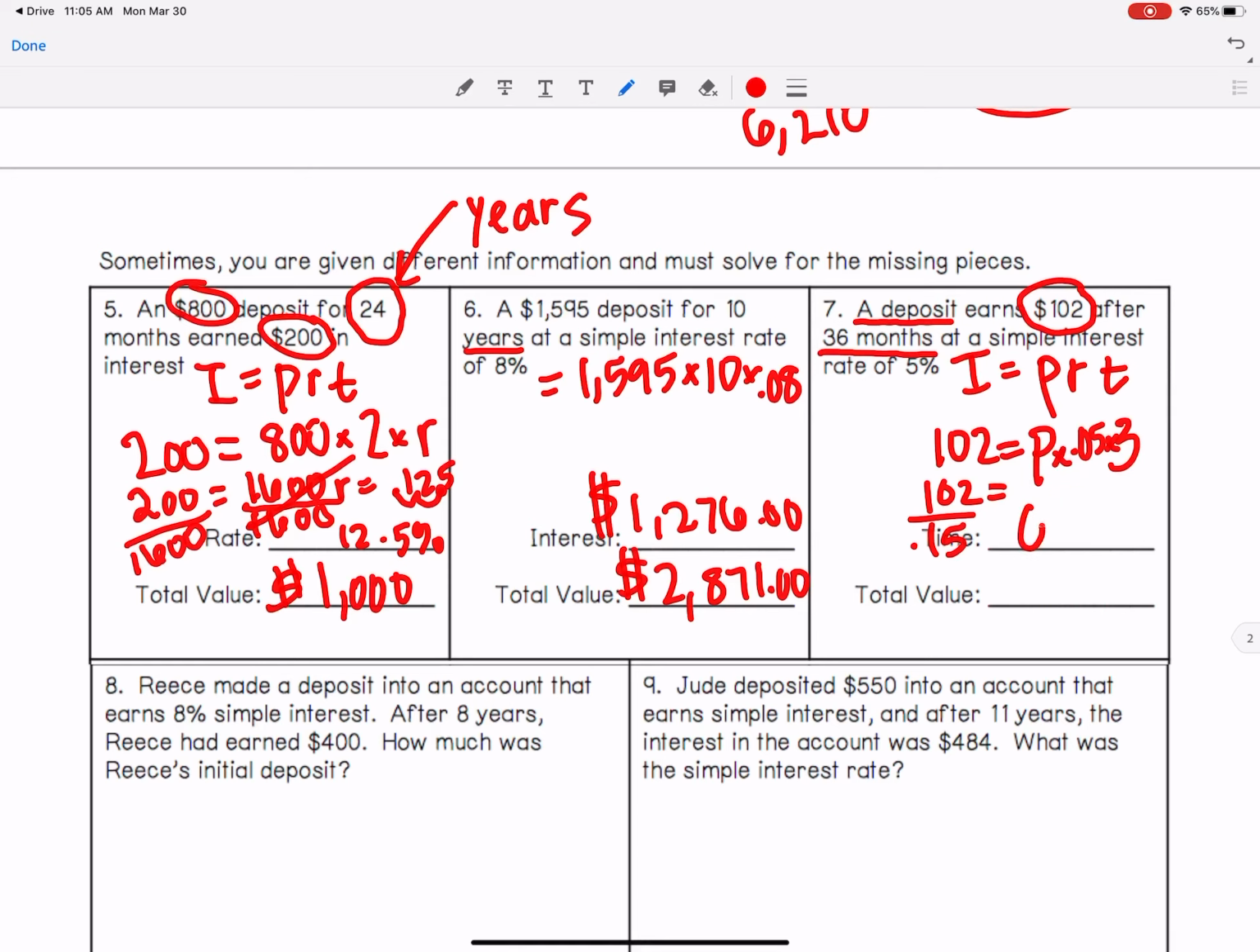What's our total value? $680 plus $102. That's going to give us $782. And once again, all I did was add up $680 plus my interest, which was 102. And that gave me this answer right here.